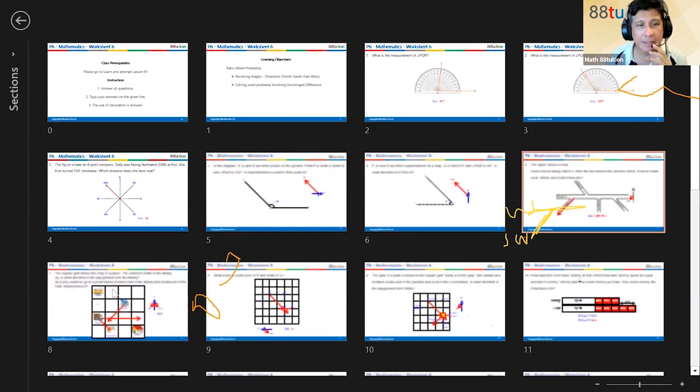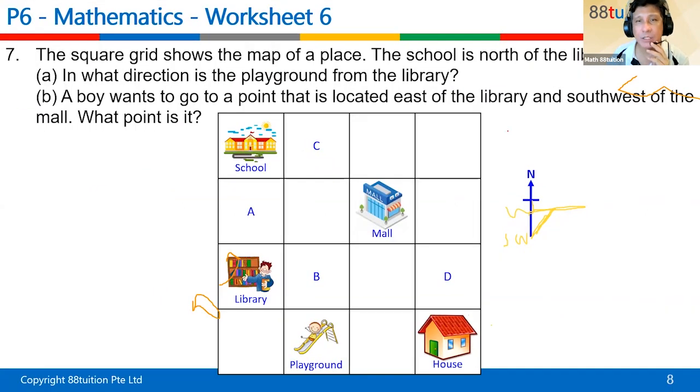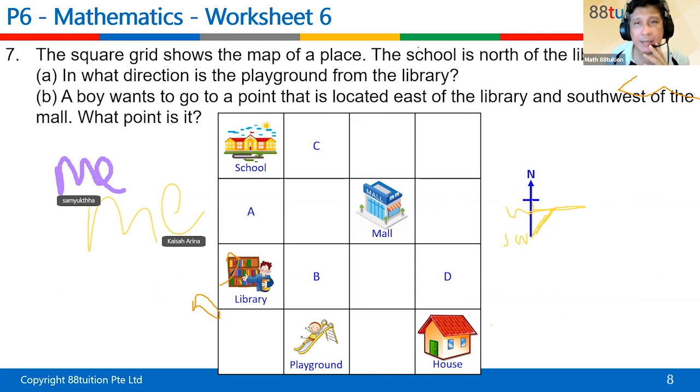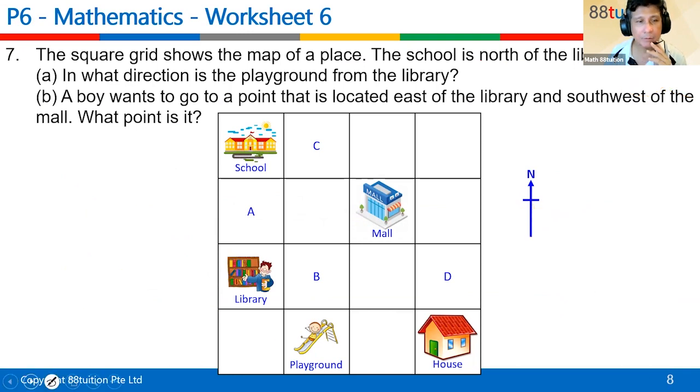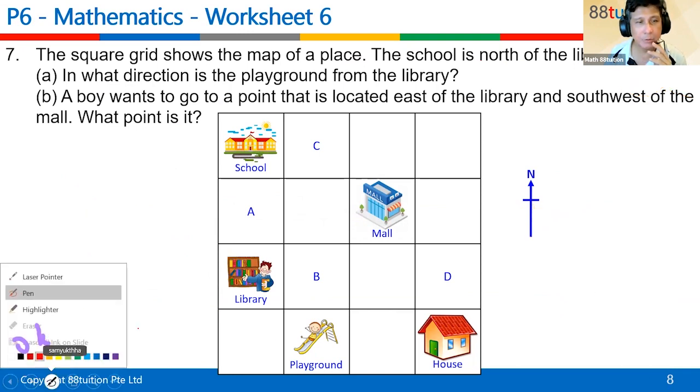Okay, now let's look at our next question. Oh, okay, let's try to clean that. I think Kaiser actually asked to do this question, so we'll have Kaiser do first. All right. Kaiser, so your answer?